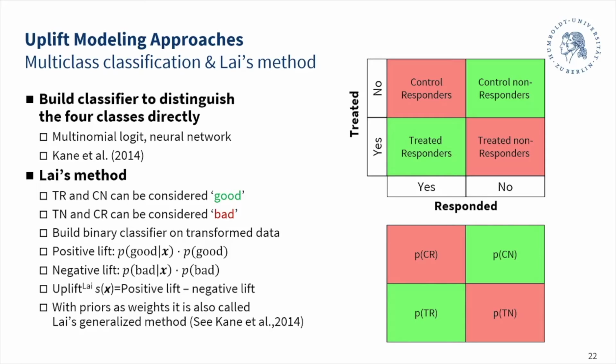Coming back to the paper of Kane, she also considered classifiers that predict the 4 groups in the upper matrix individually using a classification model with 4 possible outcomes, and she was using multinomial logit to do that, and also a neural network. That can be done. It's not popular though. A more interesting approach is the one by Lai. It's called Lai's method, or Lai's generalized method.